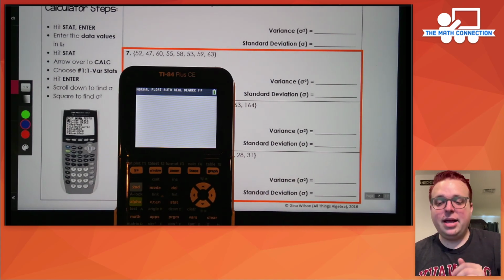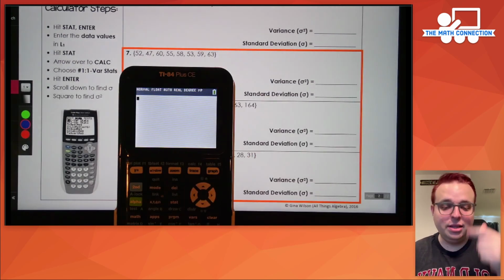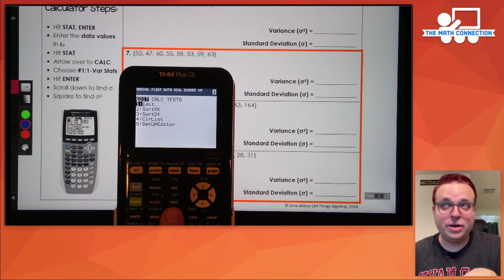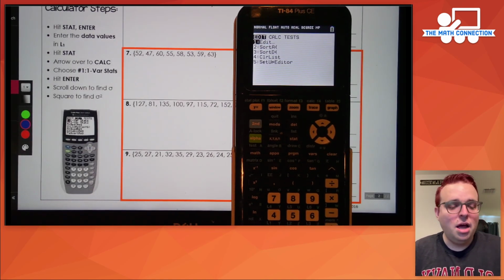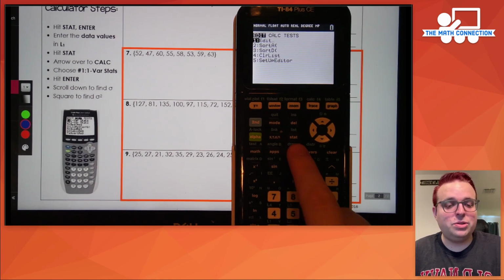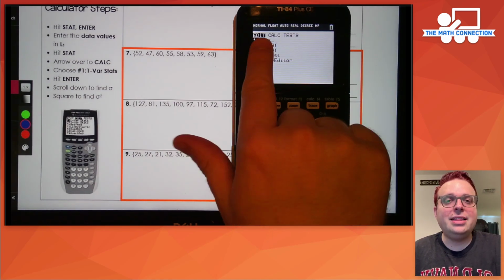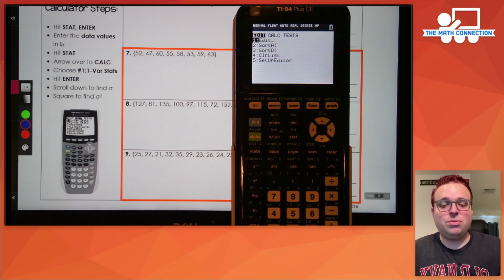So let's go ahead and we're going to enter this data into a list in our calculator. We're going to hit the stat button. That's what this button is right here, stat. Can you see that? Let's see. Yeah, you can see that. Okay, we're going to hit the stat key. That brings us up to our stat menu. We're already in the edit menu under stat, and that's what we want.